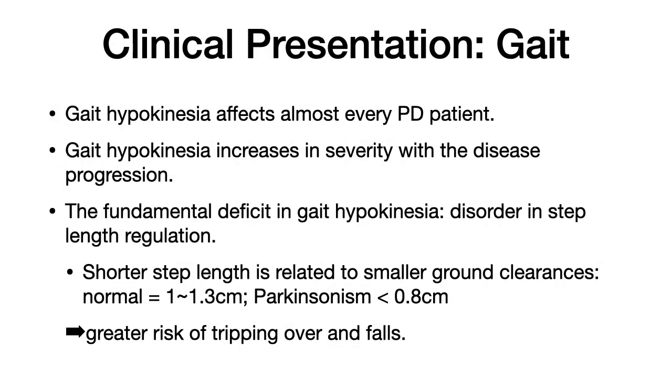Gait hypokinesia affects almost every Parkinson's disease patient, and the severity increases as the disease progresses. The fundamental deficit in gait hypokinesia affects the step length regulation. Shorter step length is related to smaller ground clearance. The usual height between the ground and the foot is 1 to 1.3 centimeter. However, in patients with Parkinson's disease, the distance between the floor and the foot is less than 0.8 centimeter. Therefore, the patients with Parkinson's disease have greater risk of tripping over, and they are more likely to fall.